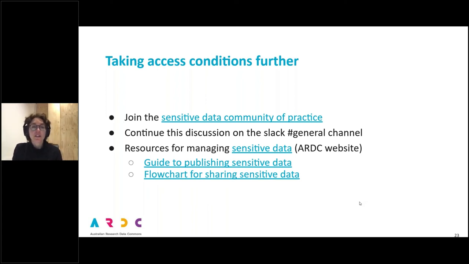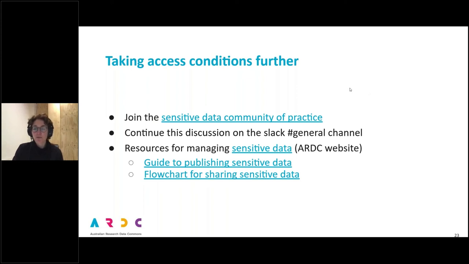You can also continue the discussion around access. Maybe you have some examples, or thorny issues of moderating or mediating access to research data, that you would like to discuss with your fellow participants. There's also a link to the resources on the ARDC website. We have things for managing sensitive data: a guide for publishing sensitive data and a flowchart for sharing sensitive data.